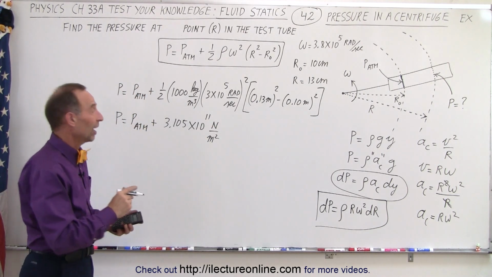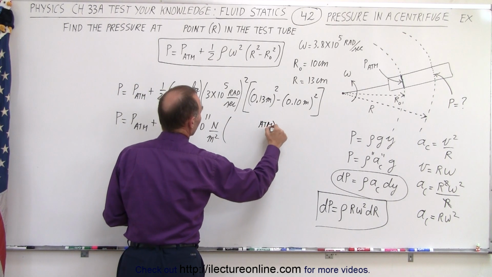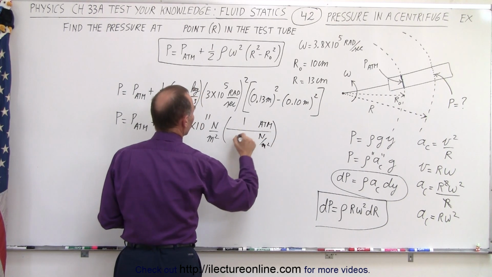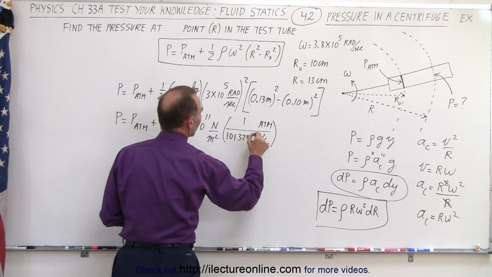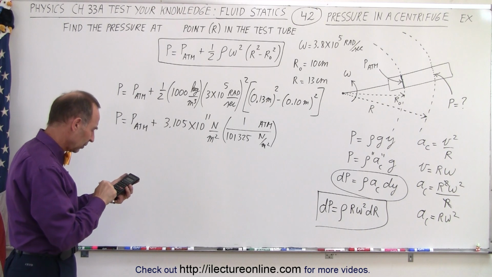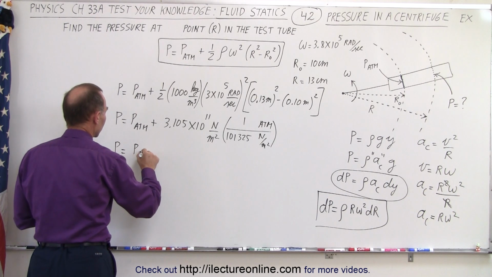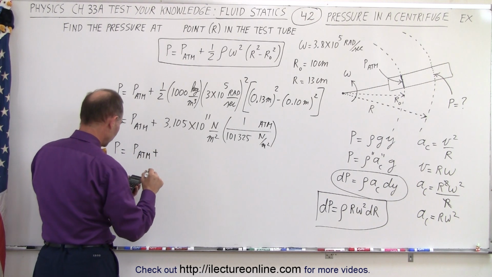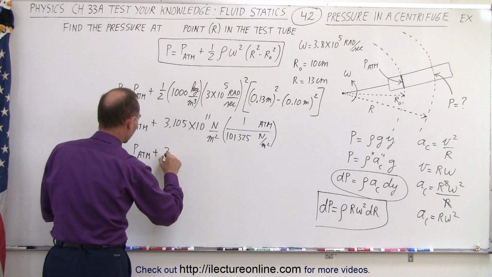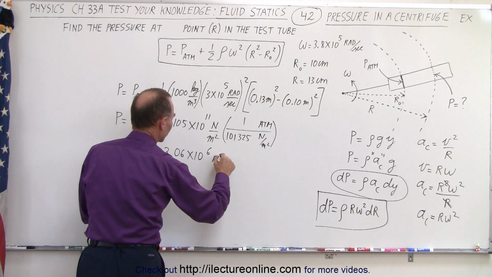So how many atmospheres is that? Well, we want atmospheres instead of newtons per square meter, so we convert. One atmosphere is 101,325 newtons per square meter. So we divide that by 101,325. And so we have P equals 1 atmosphere plus an additional 3.06 times 10 to the 6th atmospheres.